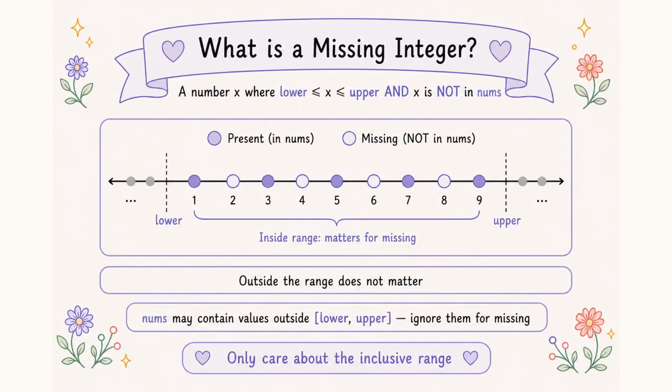What is a missing integer? A number x such that x is between lower and upper, inclusive, and x does not appear in nums. Numbers outside the range do not count as missing for this problem. Even if nums has values outside the range, we ignore them when deciding what is missing.